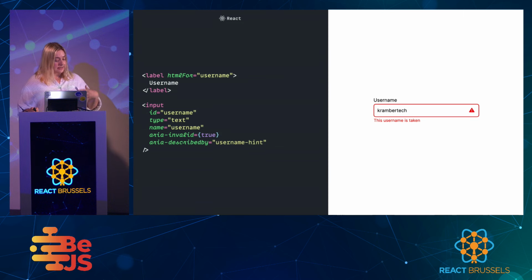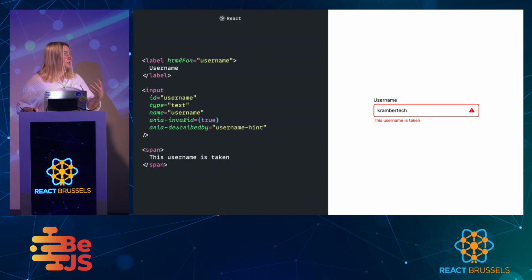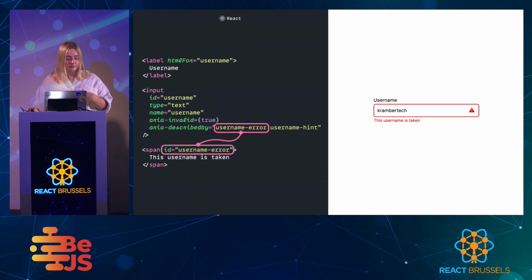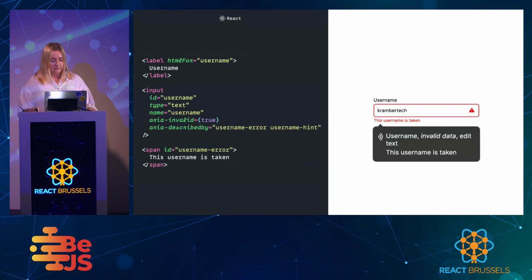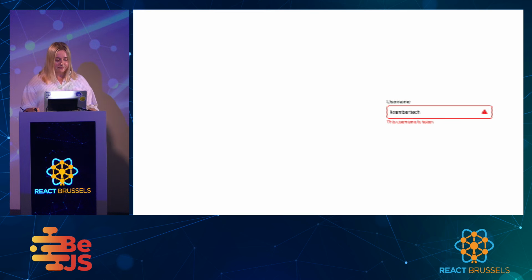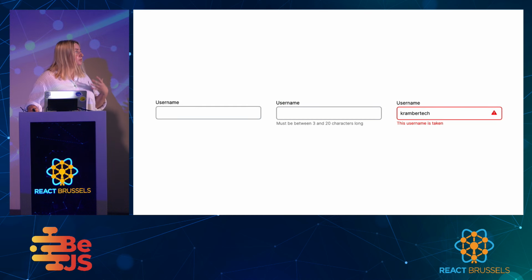Now that we've marked our input as invalid, we also need to communicate an error message as well. We can use here the same approach as we did with the accessible description. So we can just connect our error text to the input using the ARIA described by attribute. And actually, if you need to have several elements connected, you can provide several IDs in there, and then they will be concatenated together when announced to the user. Now, when somebody enters our input, the error message will be communicated properly, like this. Username, invalid data, edit text. This username is taken.